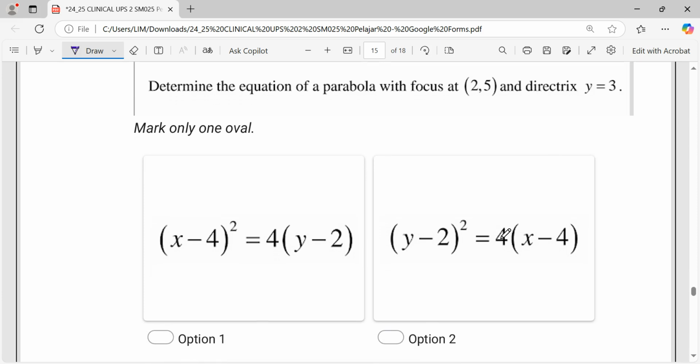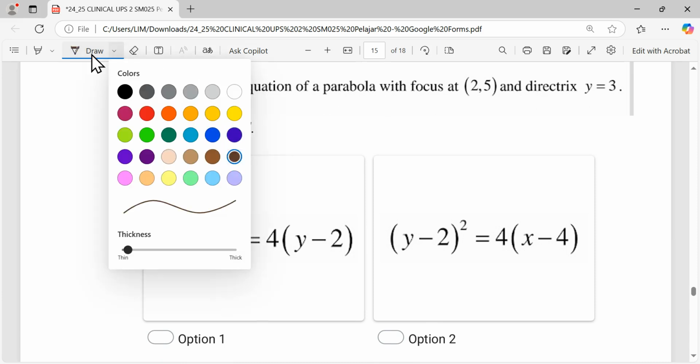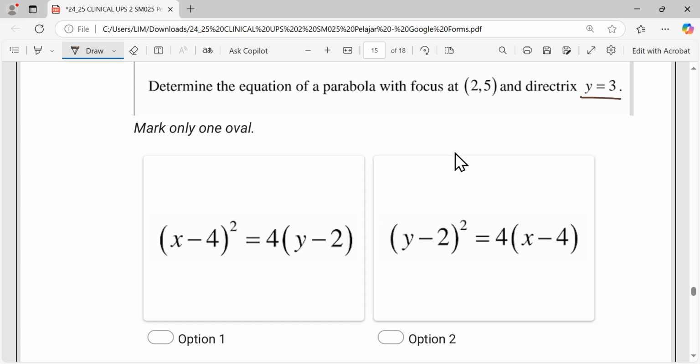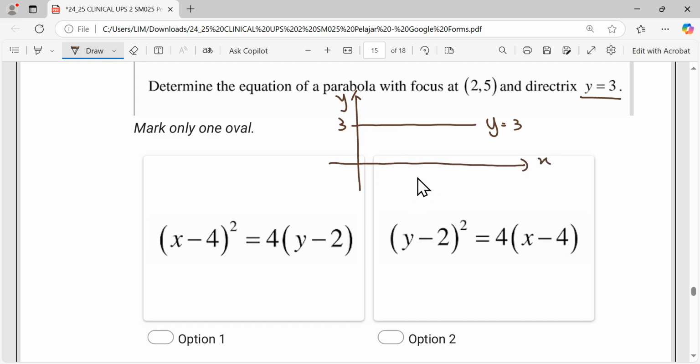And then determine the parabola with the focus 2, 5 and directrix y equals 3. Firstly, you have to analyze here. y equals 3 is a horizontal line. Let's say my y-axis is here, this is your 3, y equals 3. Then x-axis here. And then the focus at 2, 5. So move up, this is your focus.